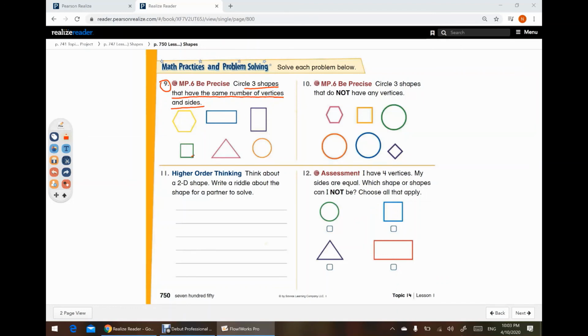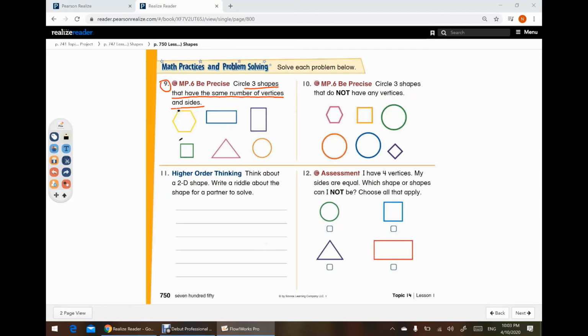Now, there are 6 shapes over here. This is what? A hexagon. This is a rectangle. This is also a rectangle. This is a square. This is a triangle. And this is a circle. Now here we have to circle 3 shapes that have the same number of vertices. So here what I can do is I will count the vertices over here and I will write down, and which are the same, I will circle those.